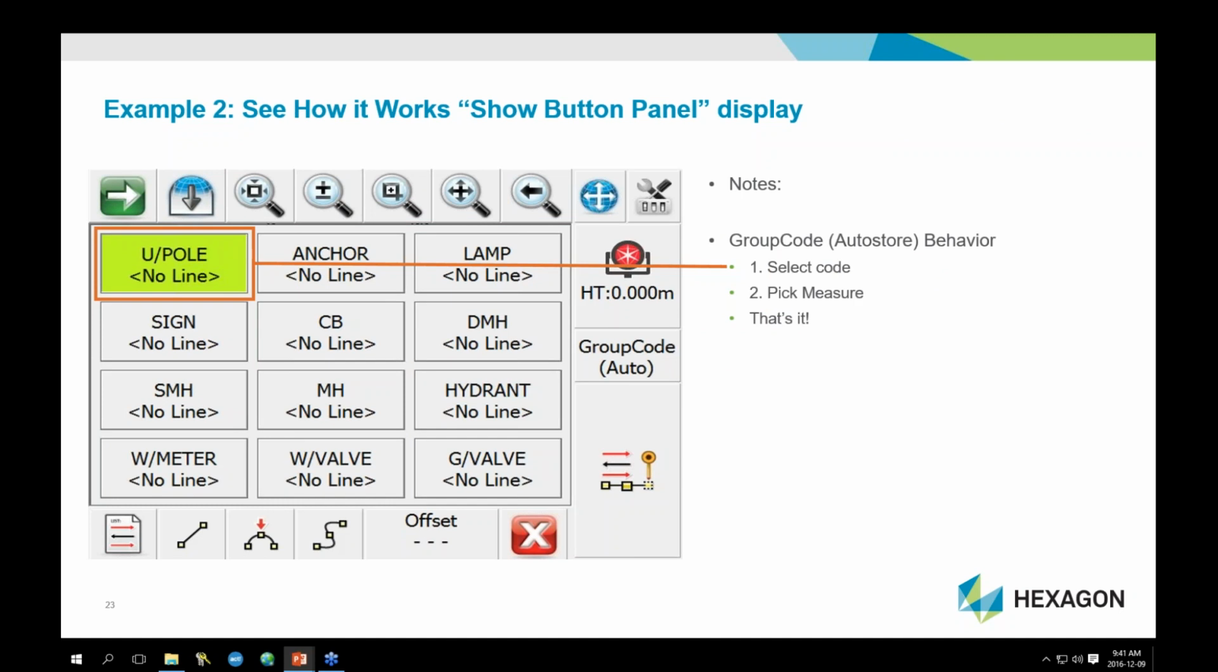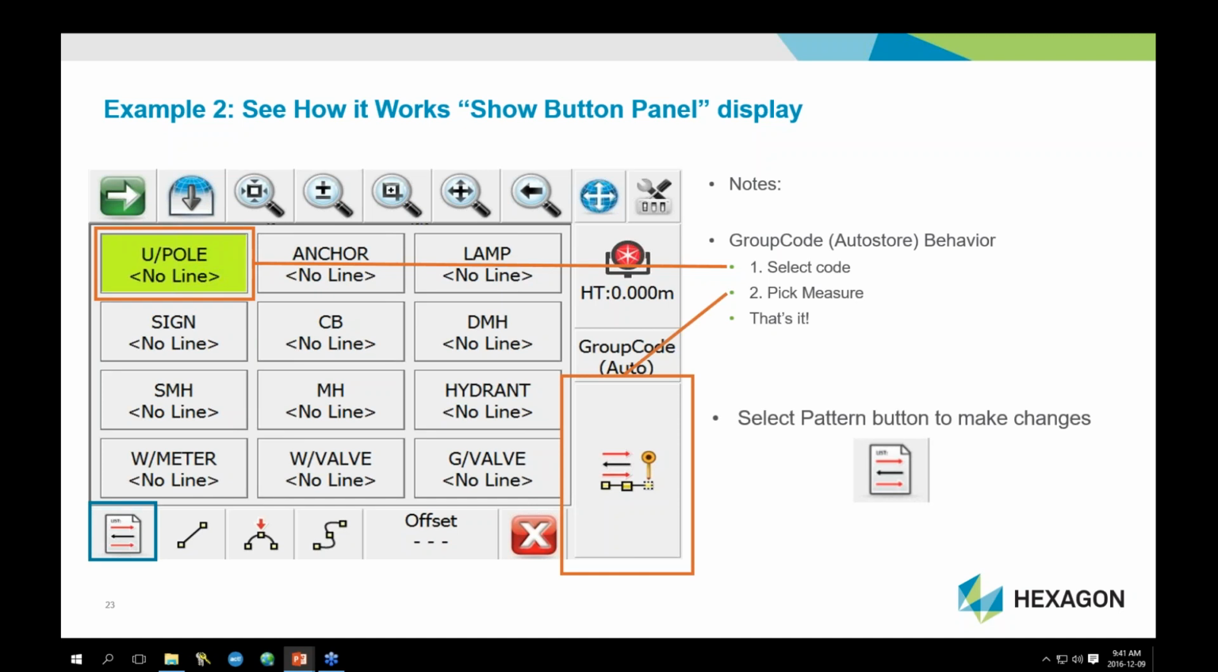So you don't see map view at all, you just see the codes that you want to be able to pick quickly. So all you do is you just pick your code as step 1, and you pick the measure button. And that's all there is to it. And it quickly stores the point and allows you to pick the next point. If at any point you need to change your pattern, you just go to the pattern button and edit what your choices are.